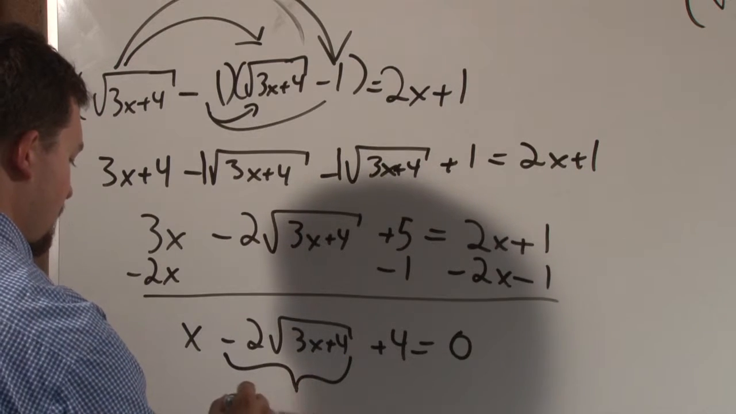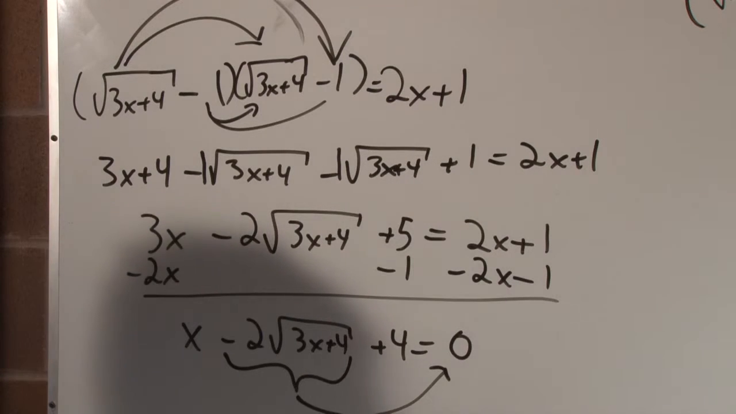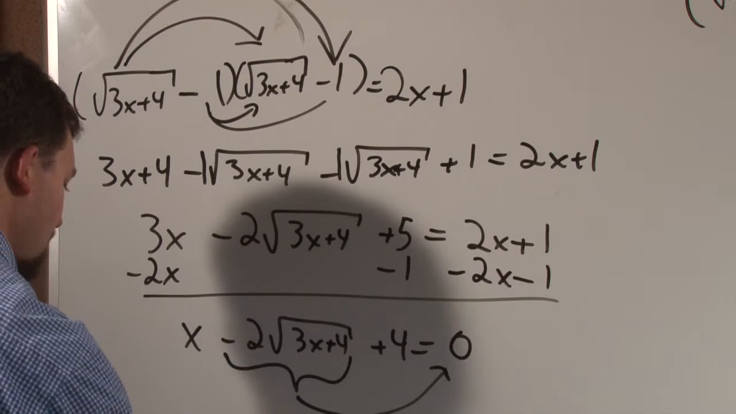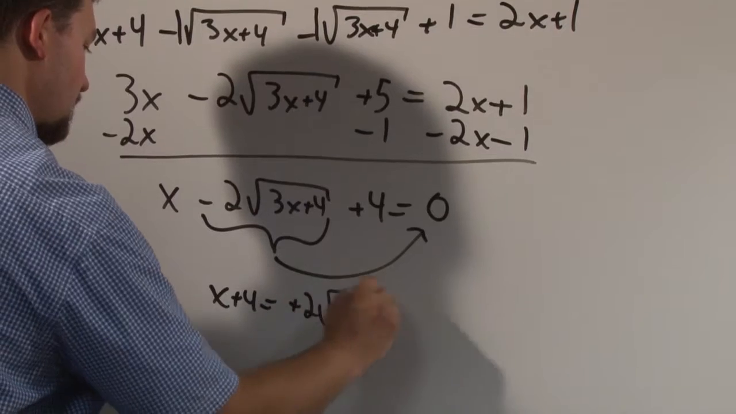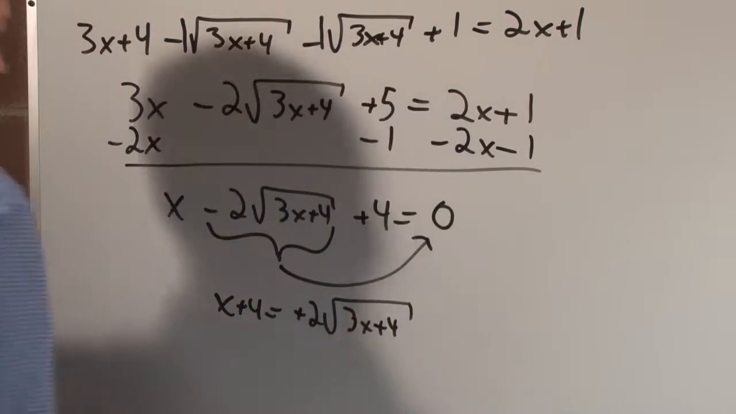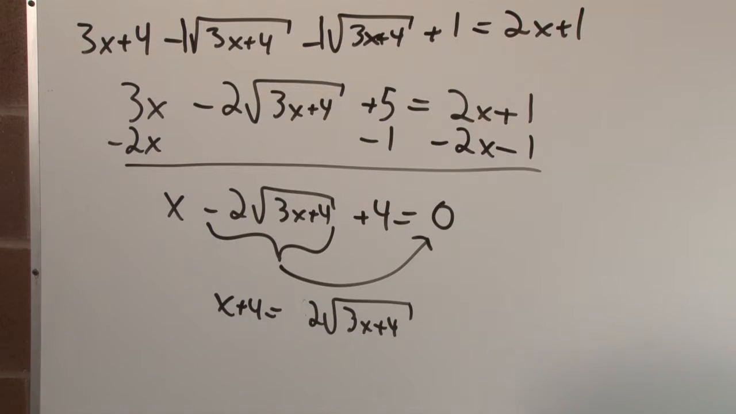All right. So I'm just going to add this term over because I want the positives. Some people don't like to deal with negatives, and sometimes you're not going to have a choice, but in this case we do. So I'll add that over. x plus 4 equals positive 2 square root 3x plus 4. I did that with addition. I don't really need that plus sign, I just like to be clear.